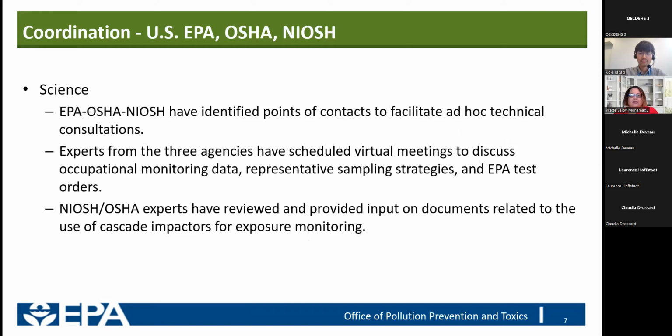So on the science side, we have identified what we call technical points of contact to facilitate technical consultations of our analysis for priority chemicals. We bring in experts from all three agencies, have scheduled virtual meetings to discuss occupational monitoring data, representative sampling strategies, EPA test order development, and other pertinent information that's needed for workers. NIOSH and OSHA experts have also reviewed and provided input on documents related to the use of the cascade of impactors for the exposure monitoring that we do.